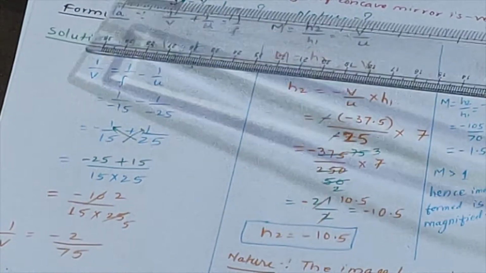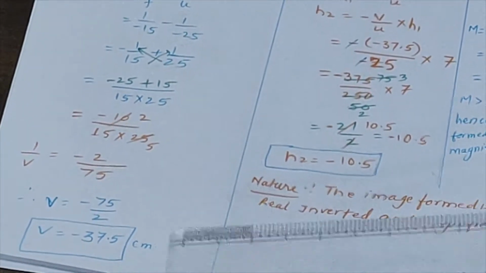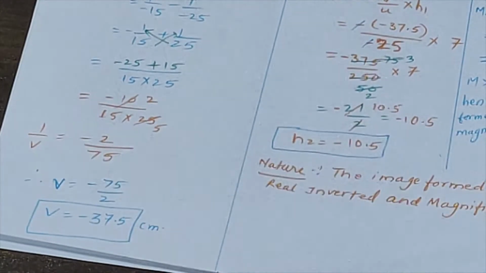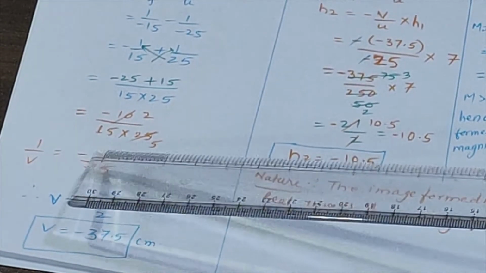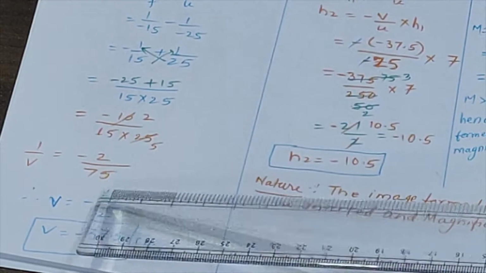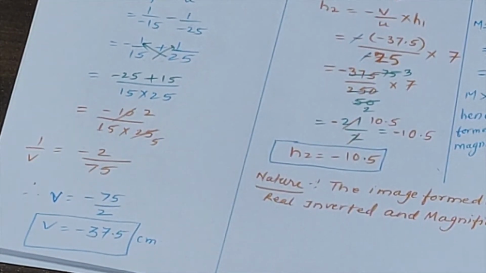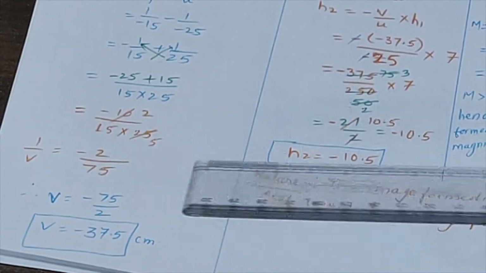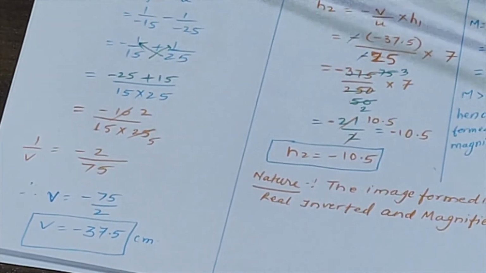So 1 upon V is minus 2 upon 75. Here I take the reciprocal of both sides, so I get V is equal to 75 upon 2. The negative sign is always going to be there, so minus 75 upon 2, and if I divide it, I get V is equal to minus 37.5 centimeters. So this is the value of V. We calculated V, so our first thing is done.